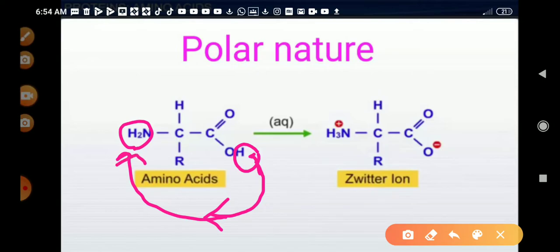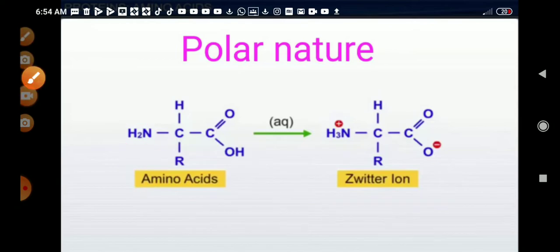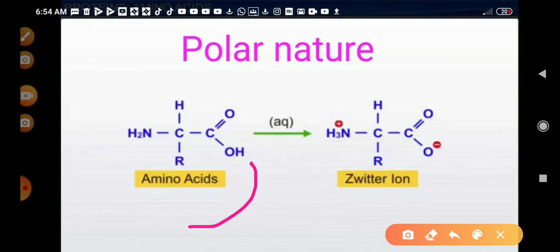So now what does it become? The formula will become COO negative and NH3 plus. In the previous year we have discussed the acidic and basic character. In that we discussed that in aqueous solution acids can donate protons and bases can accept them. So the H proton is donated by the acidic group and accepted by the amino group. So there will be formation of an ion which is called a zwitterion. Very important one for the exam.